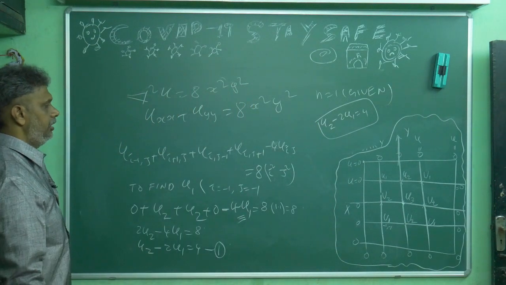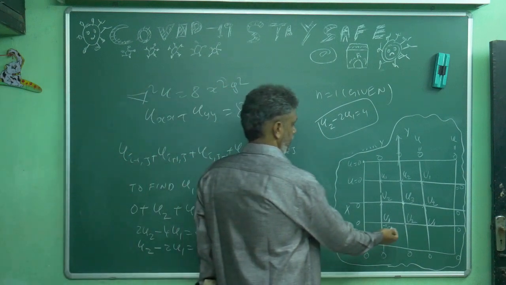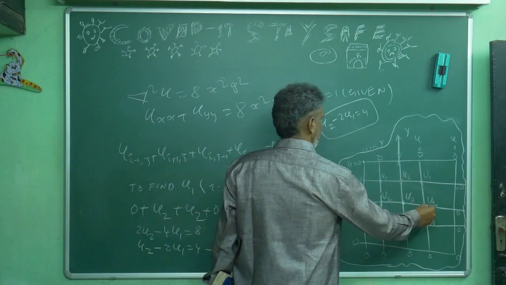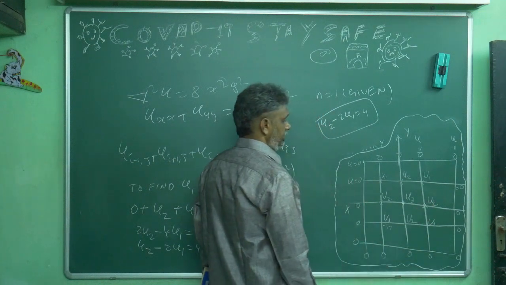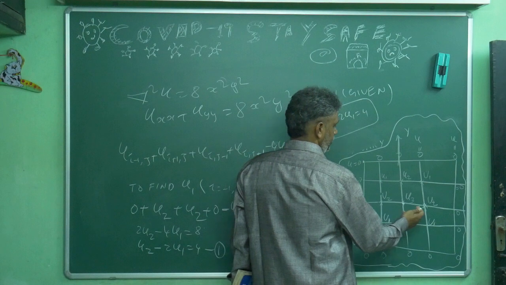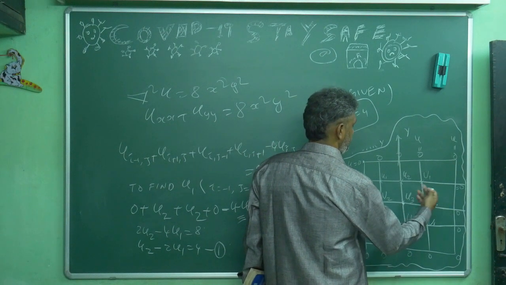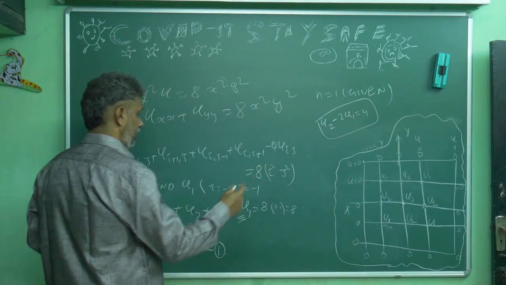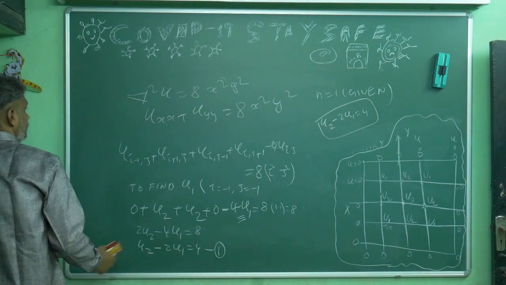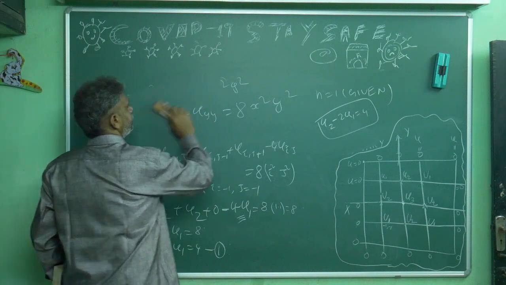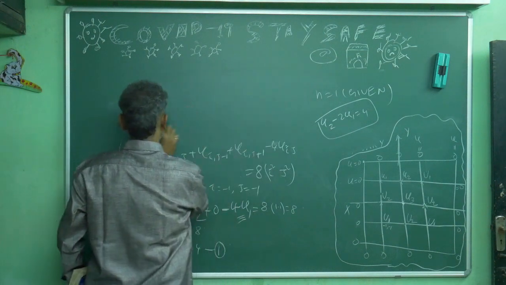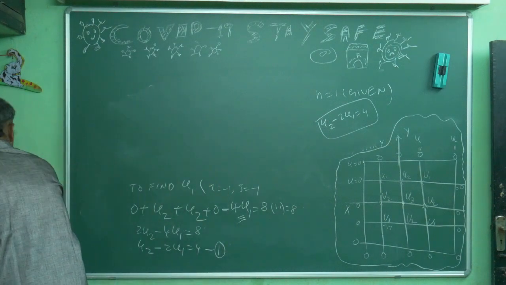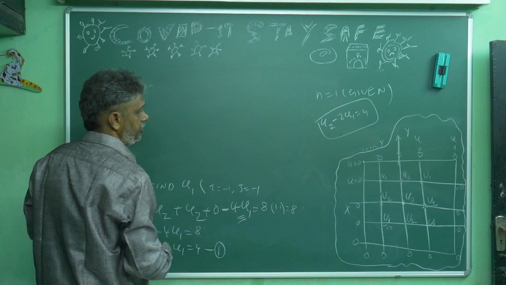Correct or not? You can find u2 from here, you can write here, all are same. I will find out u2. From here, if I find out u2, what is my i value? i is equal to 1. j is what? 0. There I am finding. Getting or not? Because they are all u2 terms, that u2 I am finding.